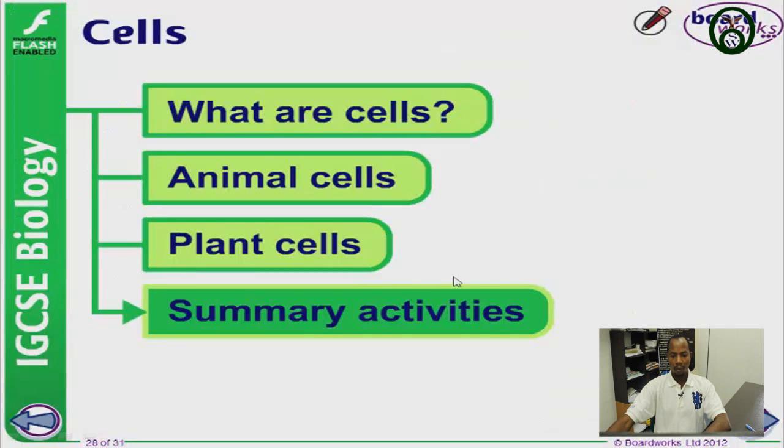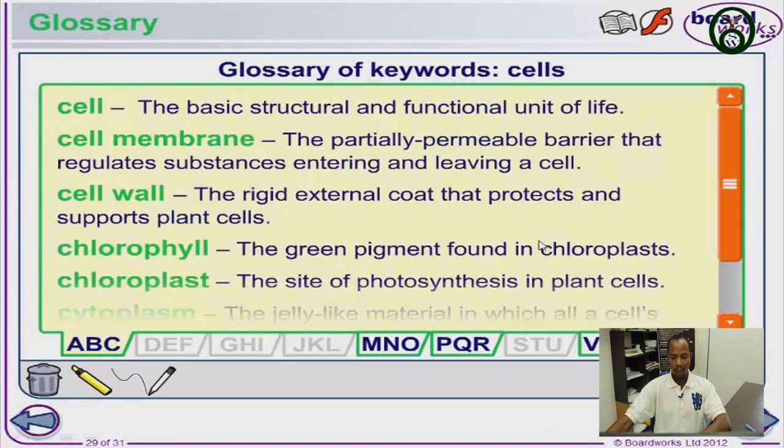Now let's take a look at what we have. The last part of our work is to look at the functions of the various terminology that we've mentioned, like the cell, what it means. We say it is the building block of life. The cell is the building block of life, the basic thing that determines every other thing in plants or animals, in every organism. The cell membrane, we say, is a partially permeable barrier that regulates what goes in and out of the cell. Then the cell wall is the rigid external coat that protects and supports the plant cell, not the animal cell, because animal cells do not have a cell wall.